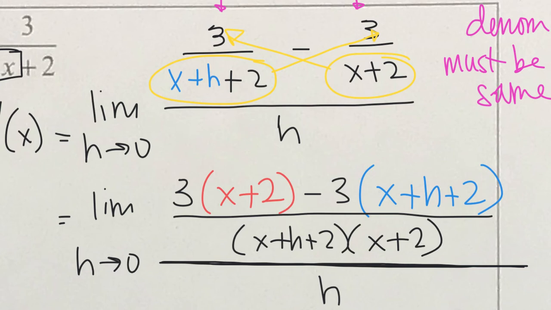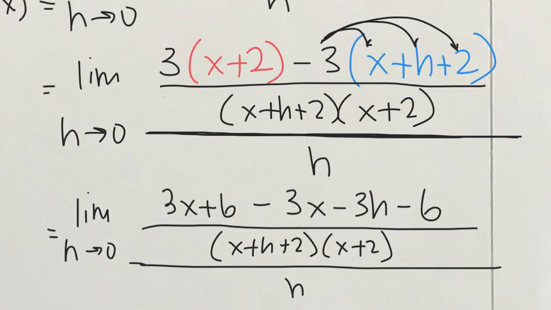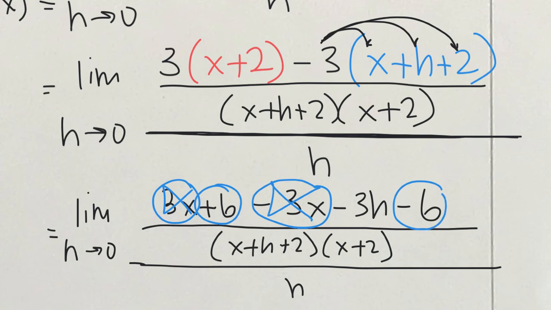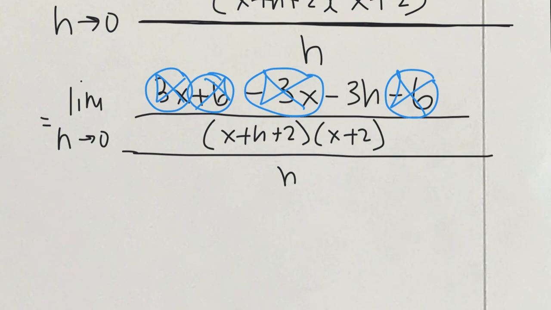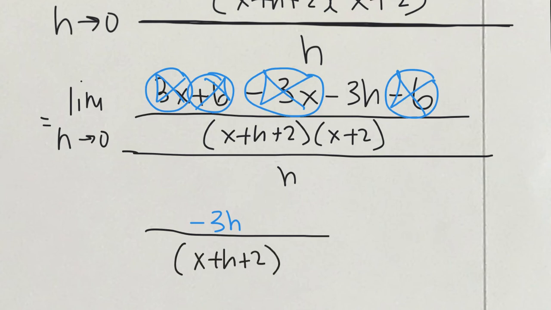Okay, so it's a good thing we can do some simplifying here in our numerator. Now we can see our 3x and our negative 3x cancel. Our positive 6 and our negative 6 cancel. And we are just left with a negative 3h in the numerator of our numerator. In the denominator of our numerator, we still have this crazy product, x plus h plus 2 times x plus 2. Now all of that was divided by h.